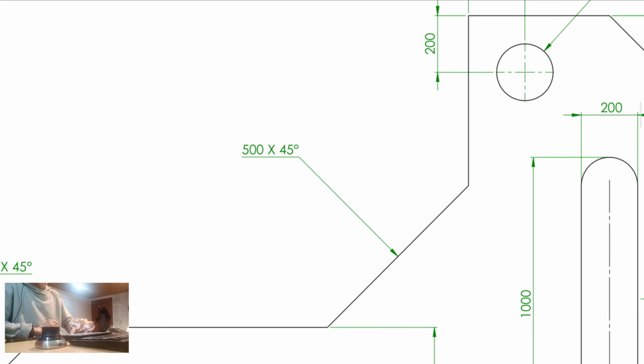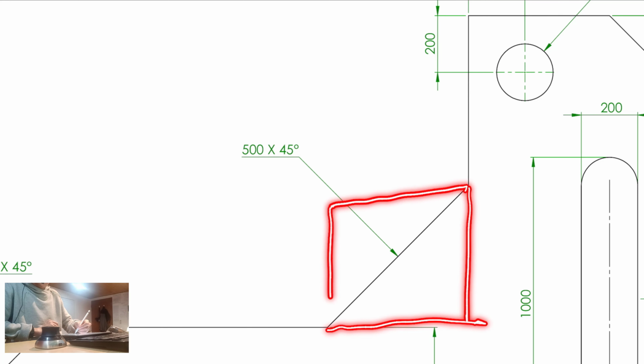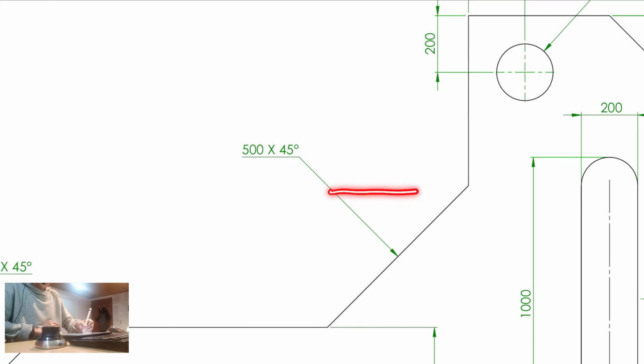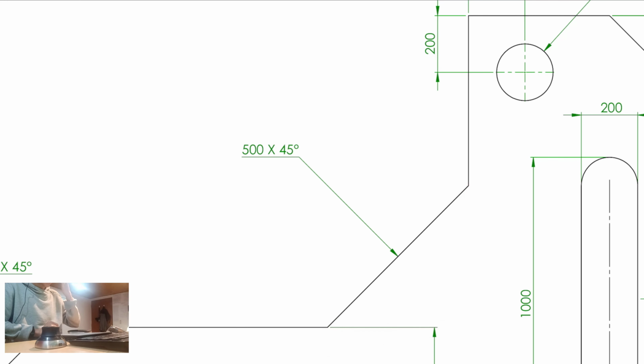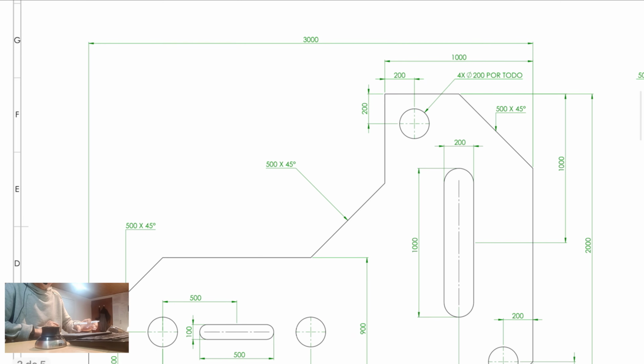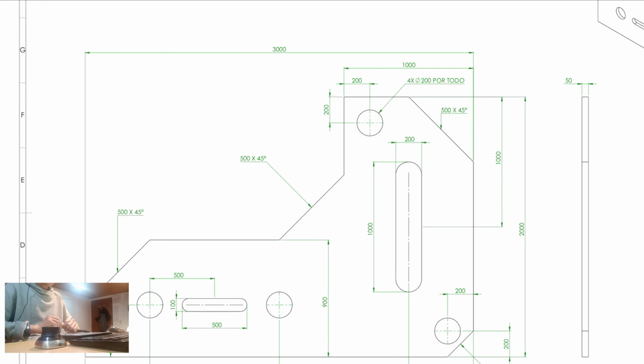Other nomenclature is this one, 500x 45 degrees. That means that this is like a rectangle right here. Right here we have an angle of 45 degrees, and from this point till this other we have 500 millimeters. Right? Why millimeters?